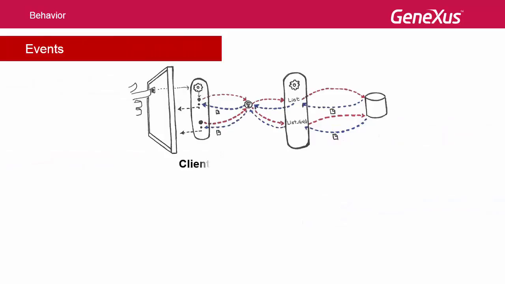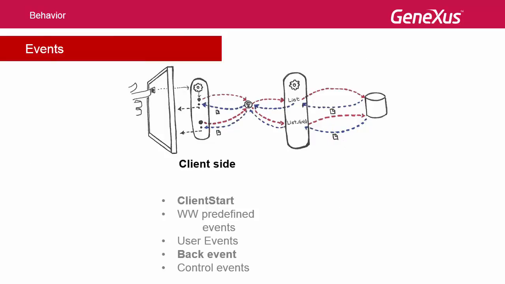Some events will be run on the client. For example, system events such as the new client start or back. Also, there are other events such as user events and events associated with controls, including those predefined by the work with pattern. We also have the system events that we already know, start, refresh, and load, that will be run on the server as long as it's an object that requires an internet connection. Then, we will see what happens with these events in an offline architecture. But for now, we can say that they will be run on the client.